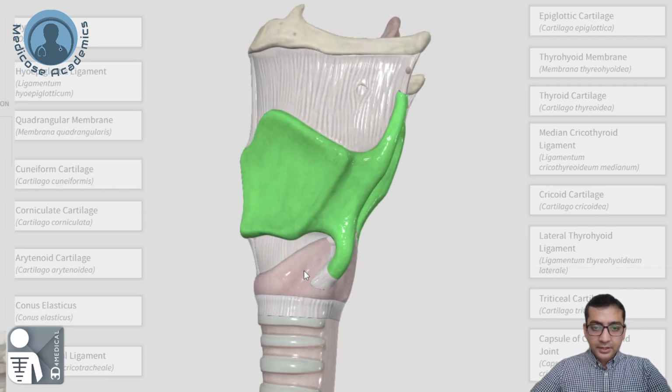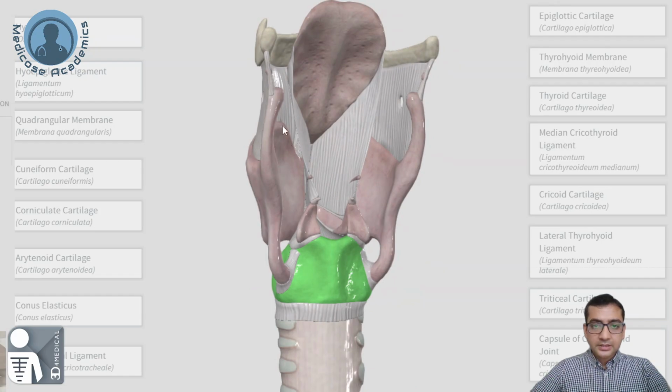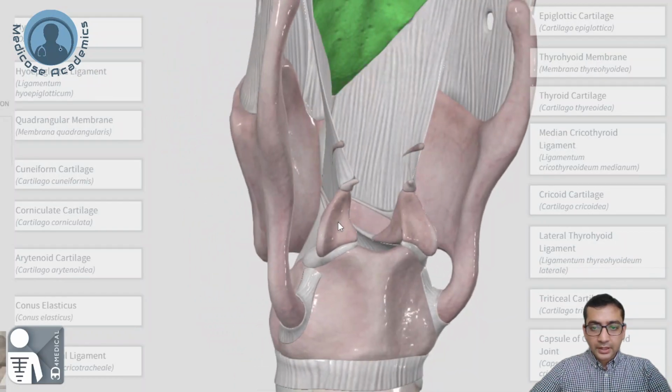Thyroid cartilage unpaired, cricoid cartilage unpaired, then epiglottis unpaired, then three paired cartilages: arytenoid cartilage, corniculate cartilage, and a pair of cuneiform cartilages. So these are the cartilages.